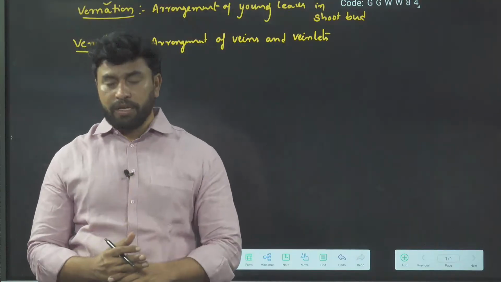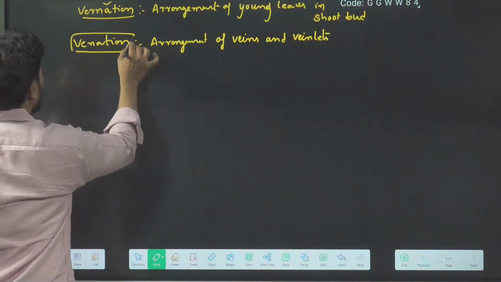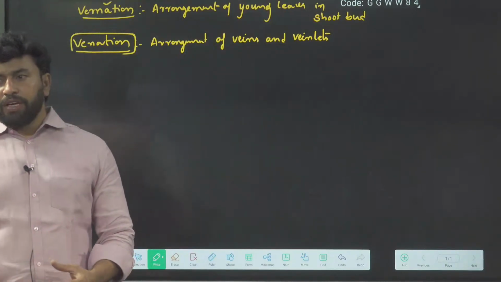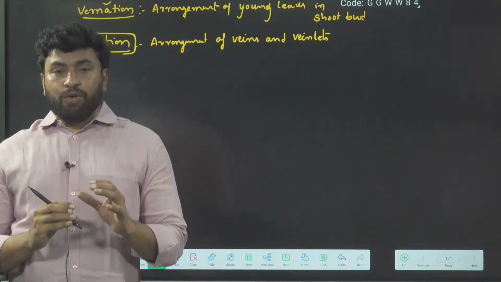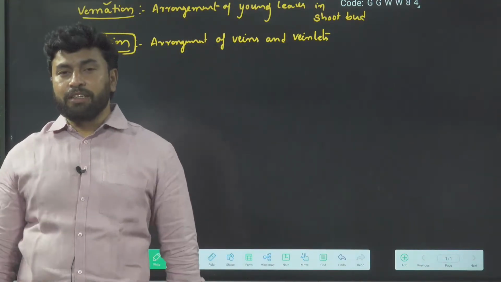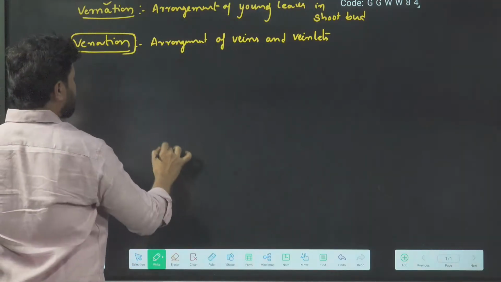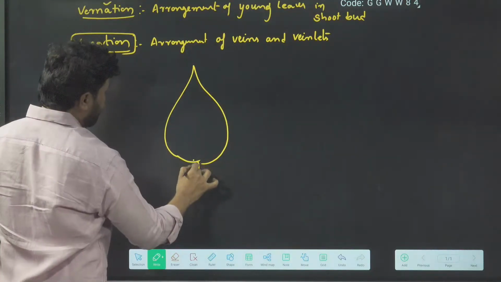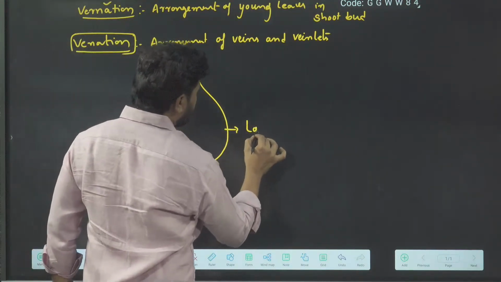Let me talk about venation. Again, come back to our word venation. I said arrangement of veins and veinlets in a leaf. We call it venation. Simply consider this: if you take a leaf, the overall area of the leaf, consider this is the lamina.